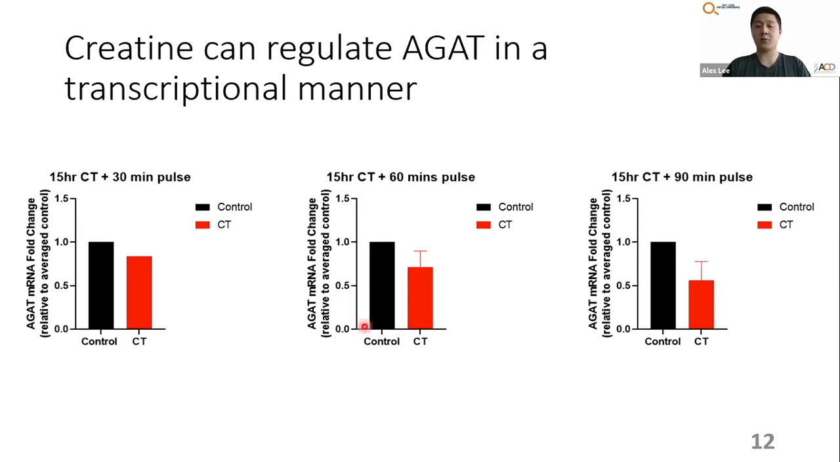As you can see here, regardless of which pulse duration we have, in the presence of creatine we have reduced levels of AGAT mRNA relative to the control. Therefore, this suggests that creatine can regulate AGAT in a transcriptional manner by reducing the amount of mRNA being synthesized. While this data does suggest that creatine can regulate AGAT in a transcriptional manner, it does not rule out the possibility of post-transcriptional regulation. And so that's what we'll be investigating next.